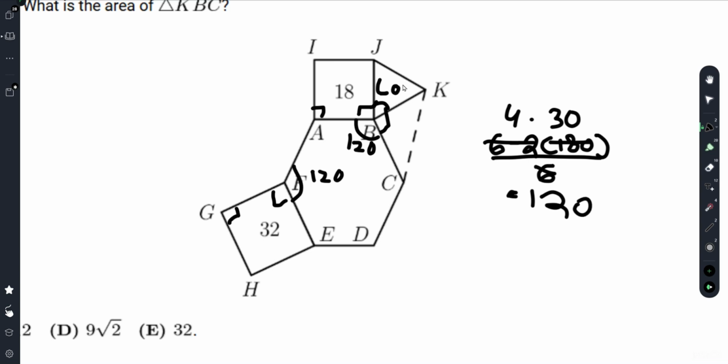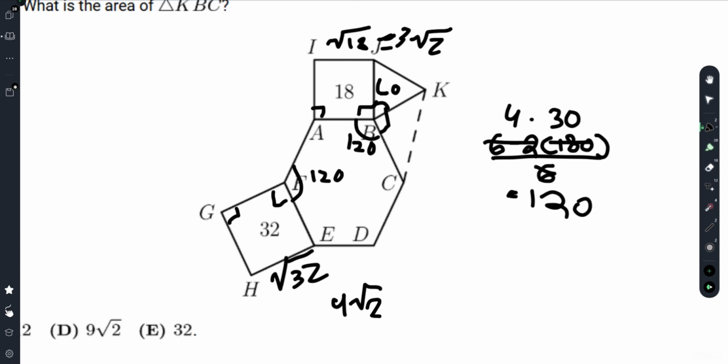Well, one thing we can notice is if the square area is 18, that means one of the side lengths must be the square root of 18, because root 18 multiplied by root 18 is just 18. So we can do the same for the other square, so we get the side length is root 32. Let's just simplify these. So root 18 we can factor out 9, so we get 3 root 2, and root 32 we could factor out the 16, so it'd be 4 root 2.